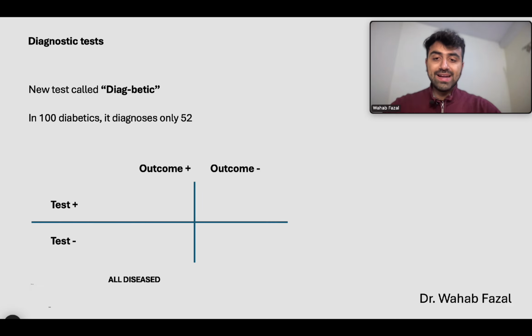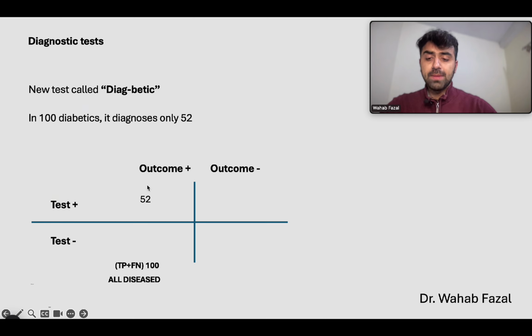So let's try to write this table for this test. So these are all the people who have the disease. So we can write it down here. There are 100 people who have the outcome, out of which the test came up positive for 52 people. Okay, that makes sense. The remaining people, if you minus 52 from 100, you get 48.